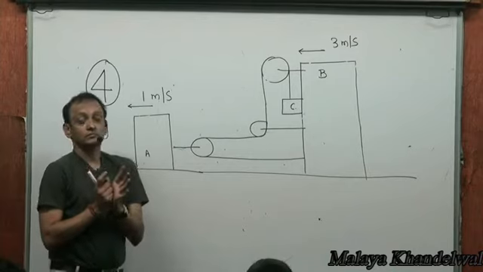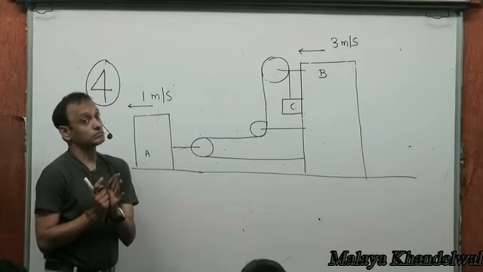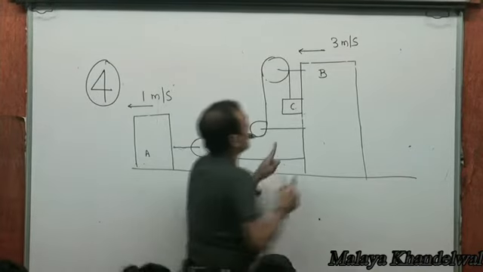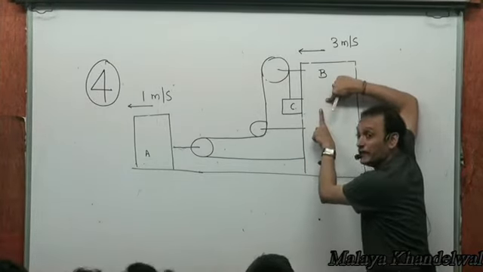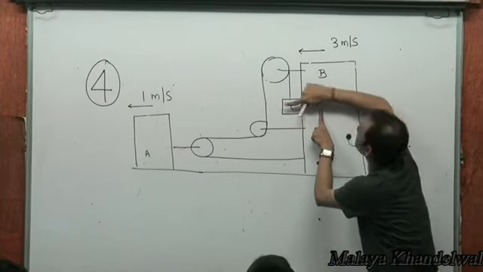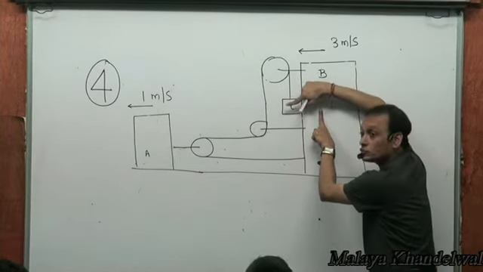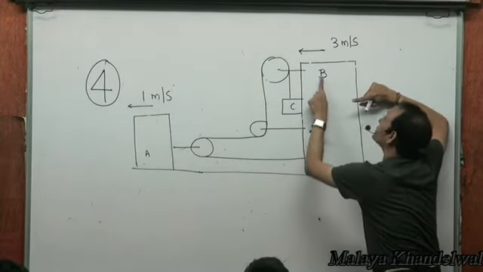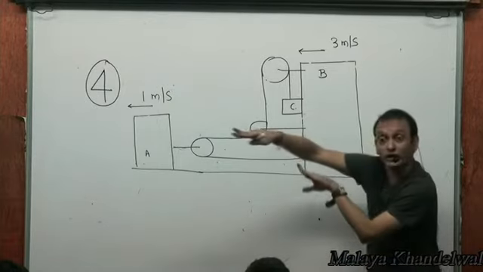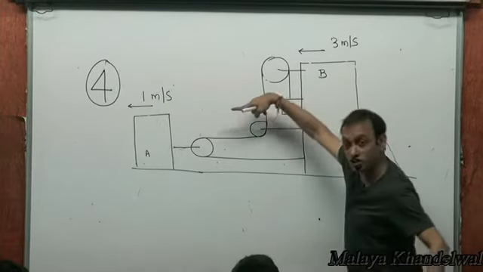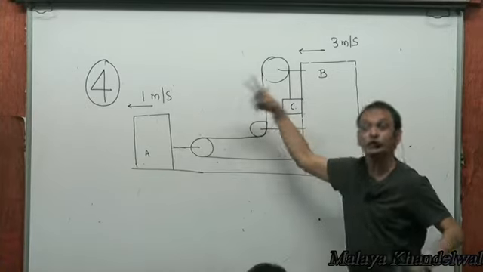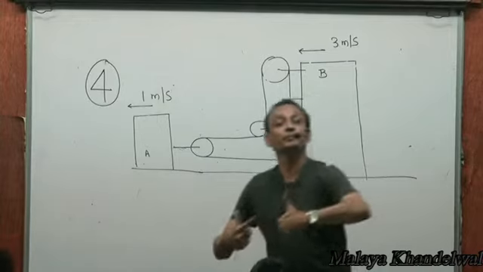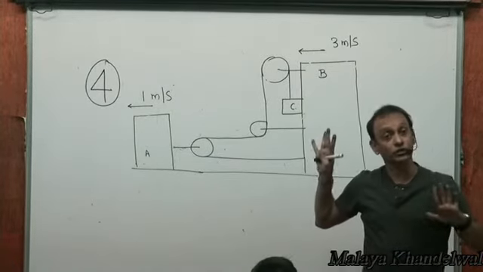First of all, as far as C is concerned, it's maintaining contact with B. Now B has a velocity 3 meters per second to the left, right? So the horizontal component of C must match with the horizontal velocity of B so that they could maintain contact. So for sure C has a velocity 3 meters per second to the left. That's owing to a wedge constraint. That's owing to the fact that the blocks C and B must maintain contact.